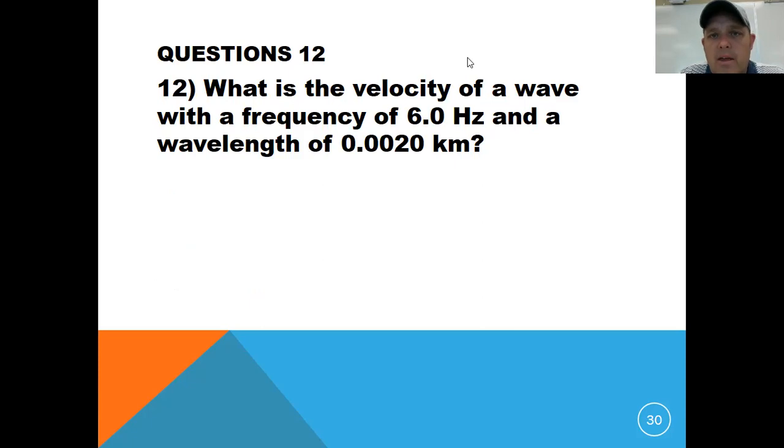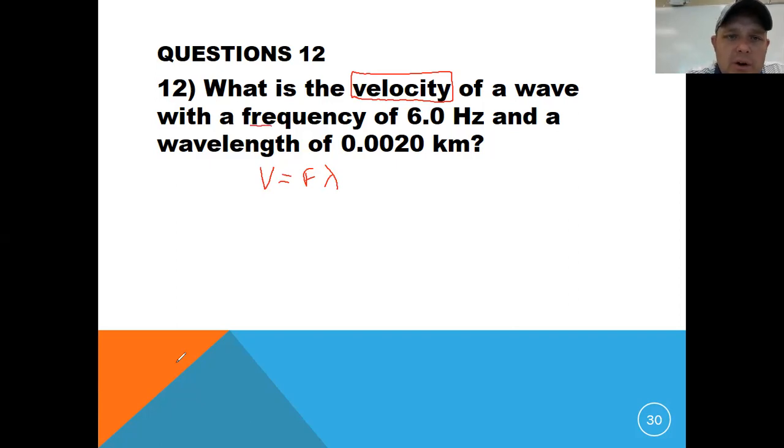So this question, as we read, it says, what is the velocity of a wave with a frequency of 6.0 hertz and a wavelength of 0.0020 kilometers? Well, when I read this, my first idea here is to circle or square what it's asking for. And it wants velocity. So I'm going to write the velocity equation down. And that's velocity equals frequency times lambda. And I call it the fancy upside down Y. So we're solving for v.